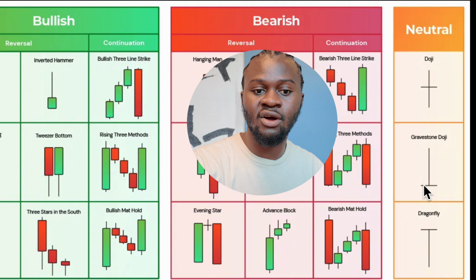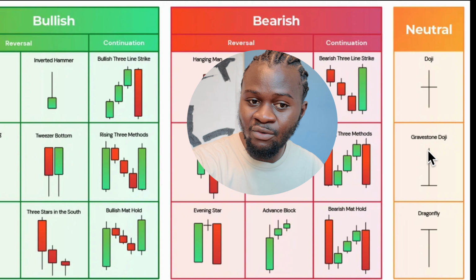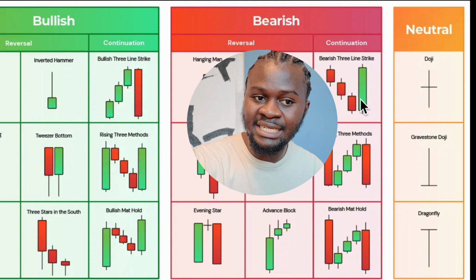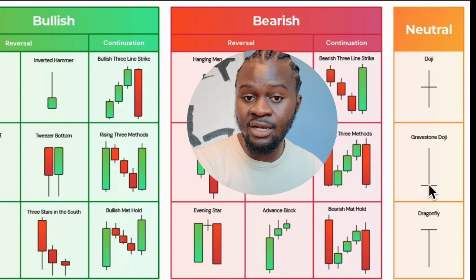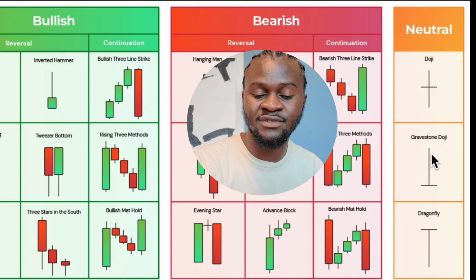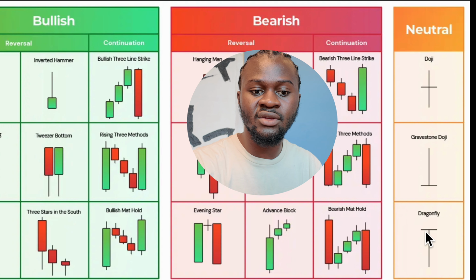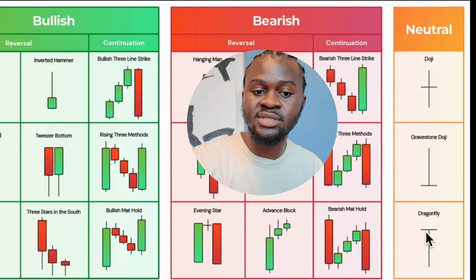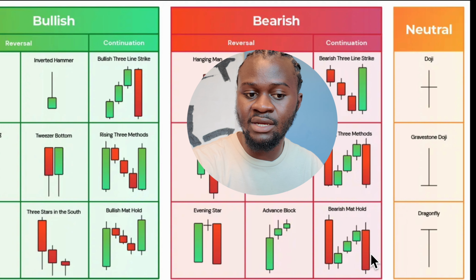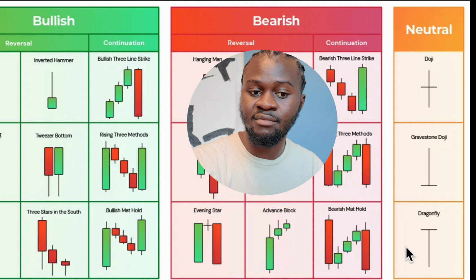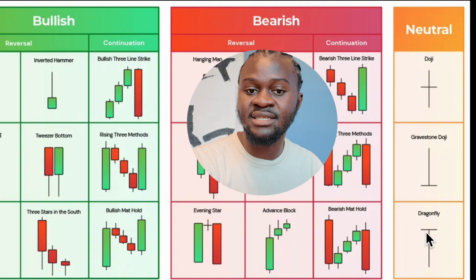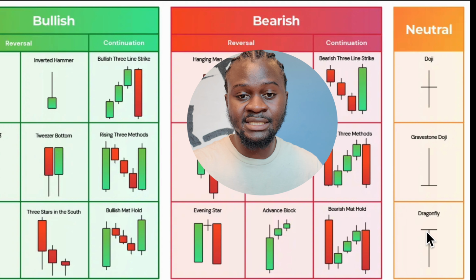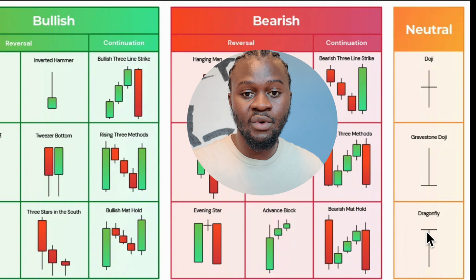Unlike this, it opened right here, came here. There was a point in time where it was like this, and then it ended up closing exactly where it opened. So you call this gravestone doji. And here you go with another one, a dragonfly doji, which opens right here, came like this. There was a point where it was looking like this, but it ended up closing here, telling you that the market hasn't really found its way yet.